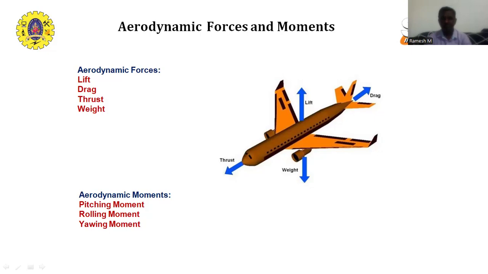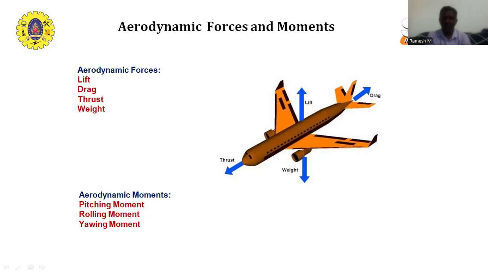But for pitching moment, which means the nose going up and down, it will be taken care of by the elevator. Okay, the nose up and down. That motion is called pitching motion. So the moment that is produced is called a pitching moment. So the elevator is a primary control surface which is responsible for this pitching moment.